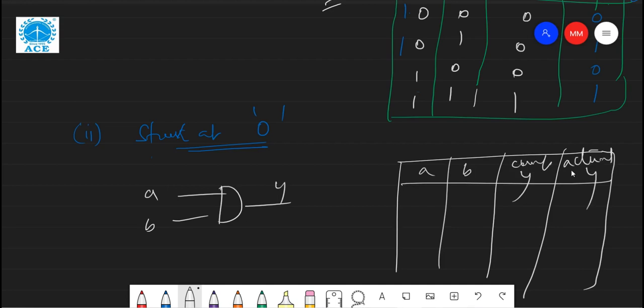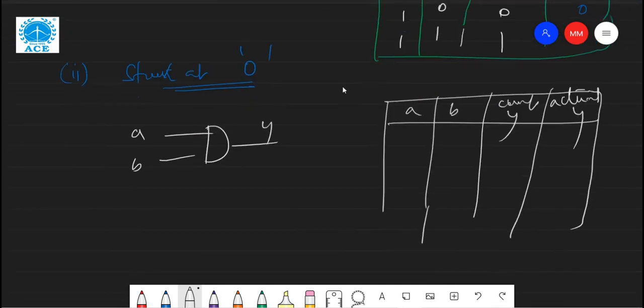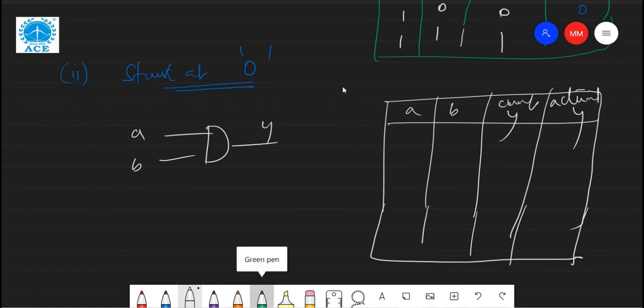Okay, so wait a minute, right? So this one will be 0 0 1 1 0 1 0 1. Okay, so generally, actual output is indicated.